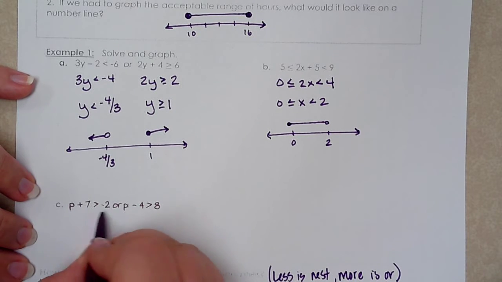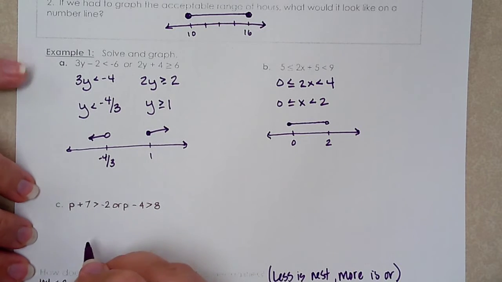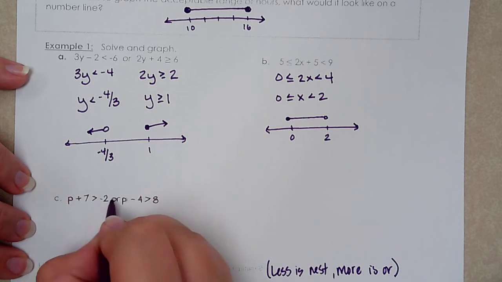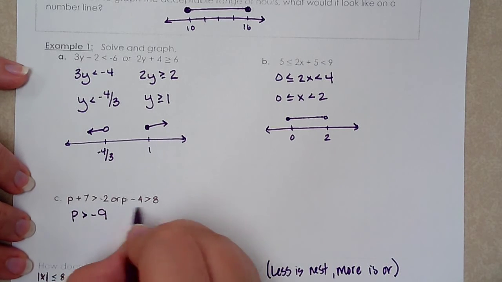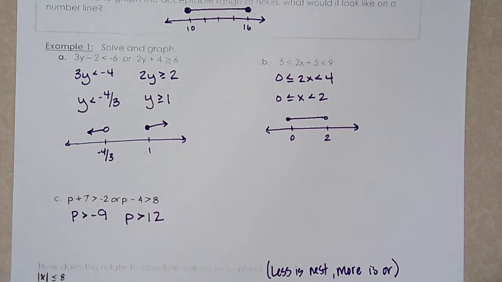p plus 7 is greater than negative 2, or p minus 4 is greater than 8. I know this one was kind of hard to read, so I just copied over it. I'm going to subtract that 7 over and get p is greater than negative 9. Add the 4 over, p is greater than 12.